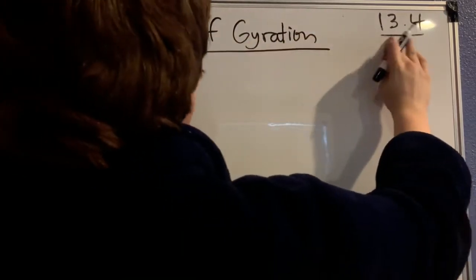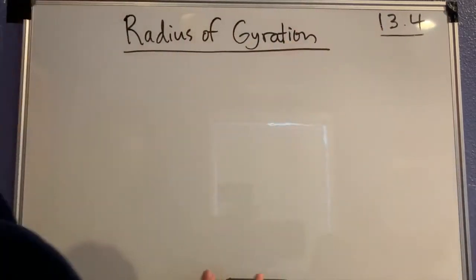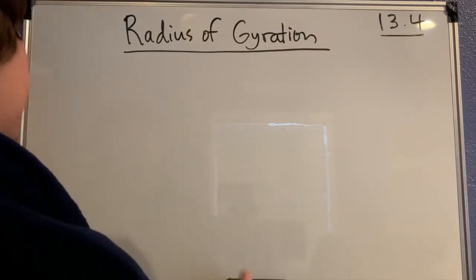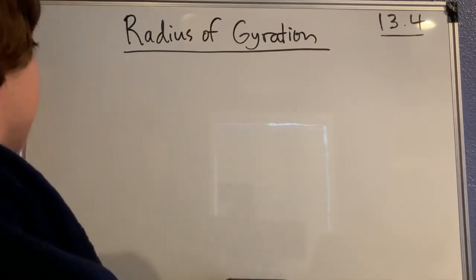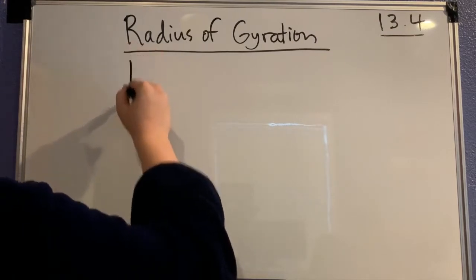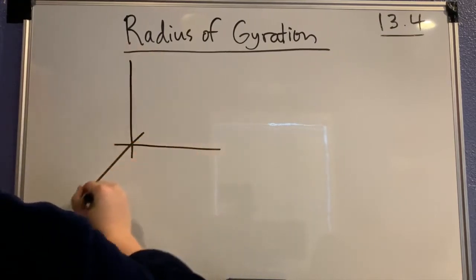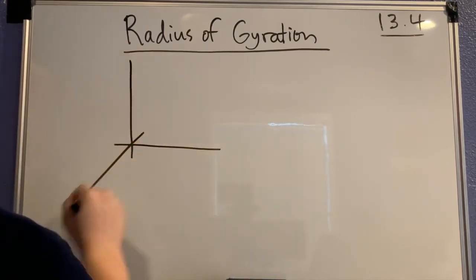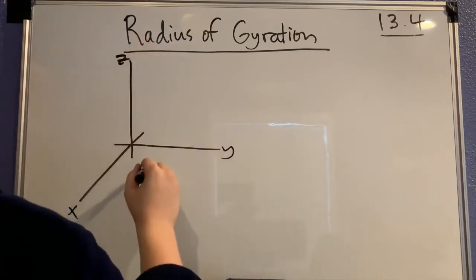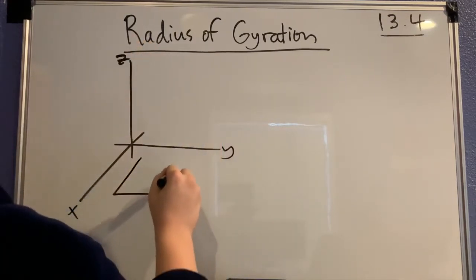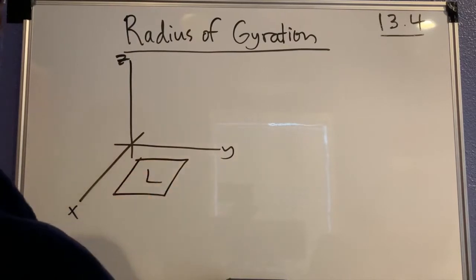Gyration sounds weird, but just imagine it as rotating around an axis. That's really all you have to imagine it as. And I want you to draw the same graph that you did before with the x, y, z. And I want you to draw it again with that same rectangle lamina.